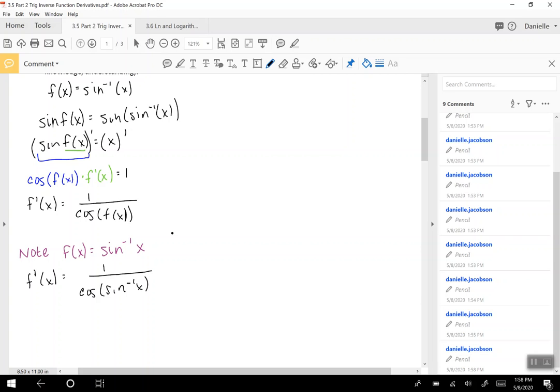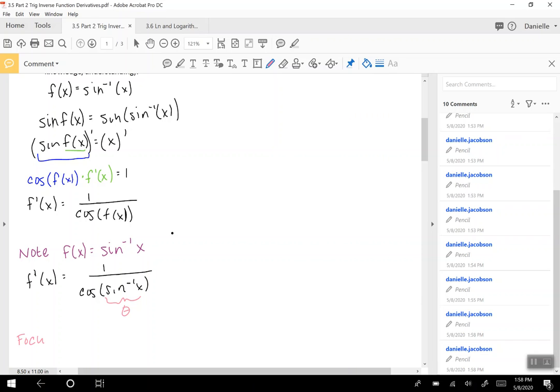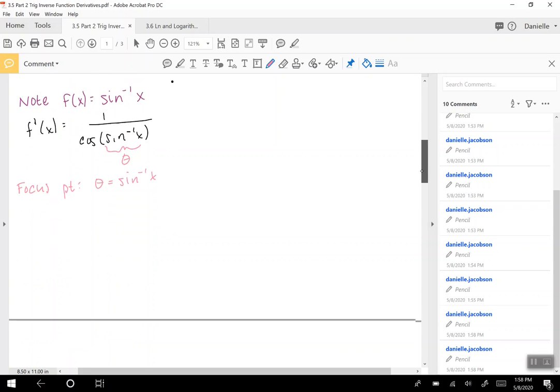So we want to break this down even more. In order to do that, we need to recognize what an inverse produces. When you take the inverse of the value in trig, it really produces some angle. So I'm going to call that angle theta. So focus point: we're calling theta the sine inverse of x. That's because the sine inverse of x produces some angle measure, and theta is a common way to express an angle.